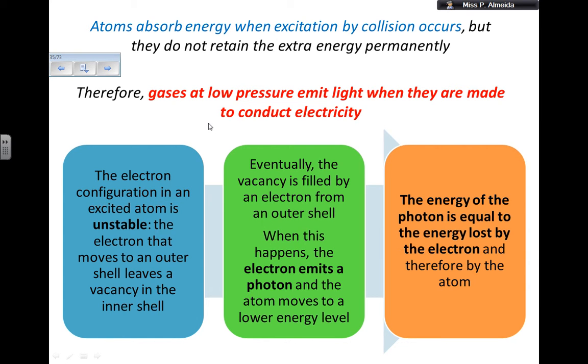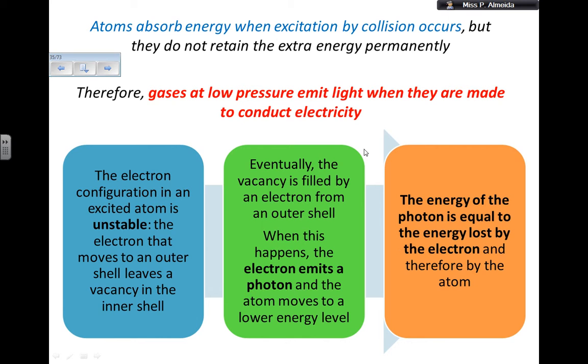When this happens, the electron is going to emit a photon, because if they go from an outer shell to an inner shell, they will emit energy, okay? They are going from a higher energy level to a lower energy level. So they emit energy in the form of a photon, and then the atom moves to a lower energy level. Actually, here I could have said the electron moves to a lower energy level.